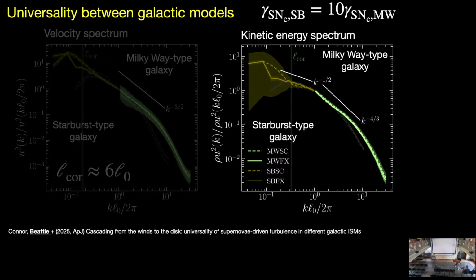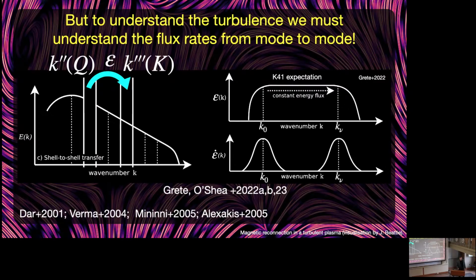If you do the kinetic energy rather than the velocity, you break that universality. You actually see the imprint of the disk. And you can see a k to the minus 4/3 spectrum as you go down deep into the disk, and a k to the minus 1/2 spectrum as you go into the winds. So there is universality in this galactic turbulence, but it's in the velocity spectrum. It's not in the kinetic energy spectrum.